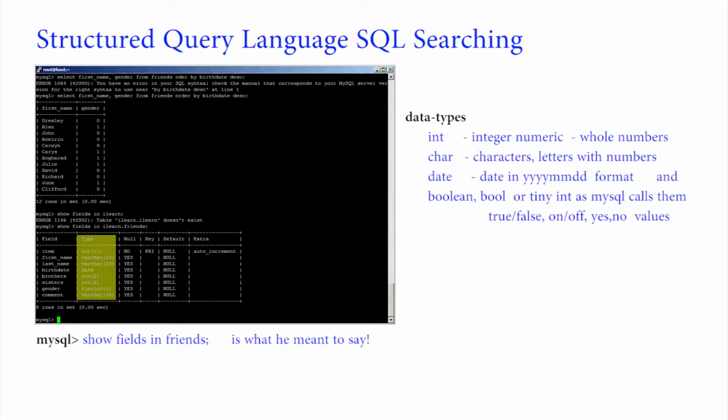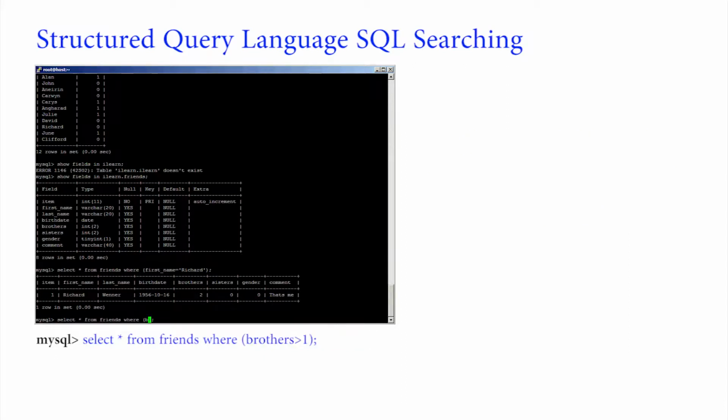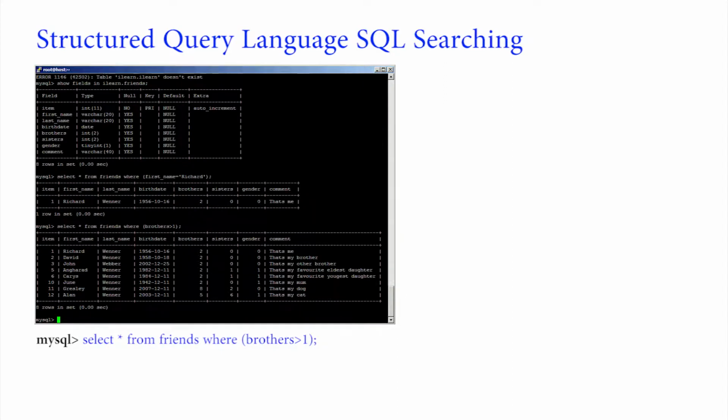Look at the way the data types affect this query. Select star from friends where, open bracket, first name equals Richard, close bracket, please. Select star from friends where, open bracket, brothers is greater than 1, close bracket, please. Now, this is something that you're almost guaranteed to forget at some time in the future, the use of these brackets in statements. The brackets contain what is known as a condition. The first condition is first name equals Richard, and the second is brothers greater than 1.